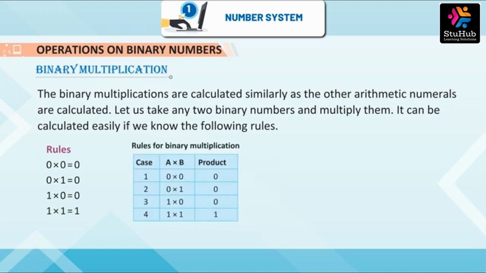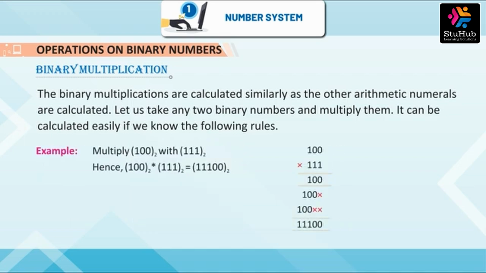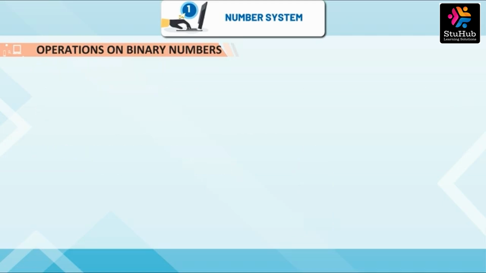Rules for binary multiplication. 1. 0 multiplied by 0, product 0. 2. 0 multiplied by 1, product 0. 3. 1 multiplied by 0, product 0. 4. 1 multiplied by 1, product 1. Example: multiply 100 with base 2 with 111 with base 2. Hence, 100 with base 2 multiplied by 111 with base 2 is equal to 11100 with base 2.